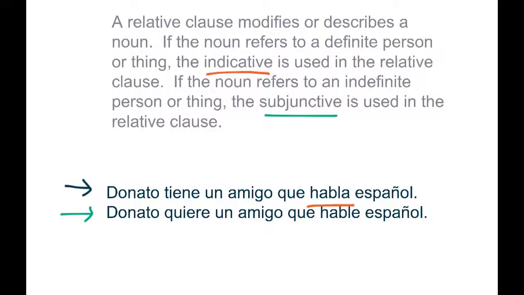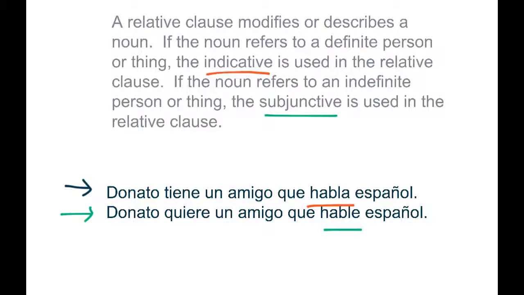The second one here says Donato quiere un amigo que hable español. And what you'll notice here is that this one is in the subjunctive. And the reason that it's in the subjunctive is because Donato wants a friend that speaks Spanish. He doesn't have one now, but in the future or at some time that's coming, this is an uncertainty, he wants a friend that speaks Spanish. And so that second verb there needs to be a subjunctive. This is the basic principle of how you use the subjunctive with the relative clause.